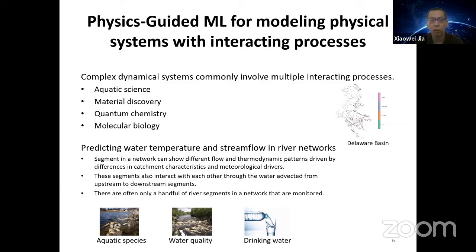And in these river networks, there can be multiple river segments. They can have quite different dynamic patterns because they have different geometric structures and also different climate conditions. But these different river segments can also frequently interact with each other. Like the water abstracted from upstream can directly impact the water downstream. And the most challenging part is that usually in a river network, there are only a few river segments that are frequently monitored. So that means we usually have limited training data for training advanced types of machine learning models.